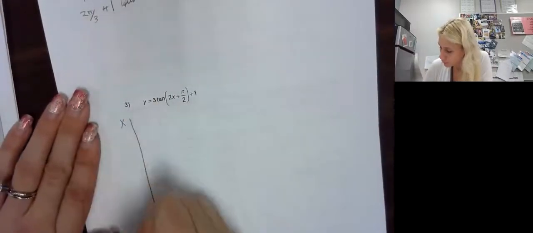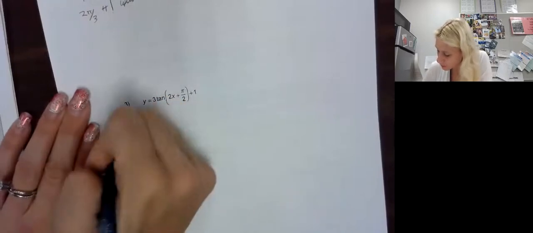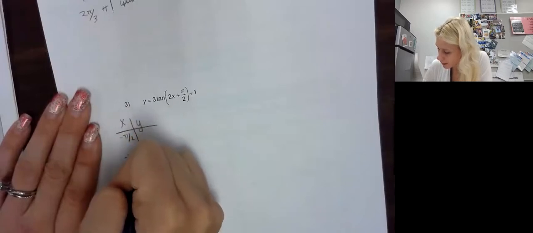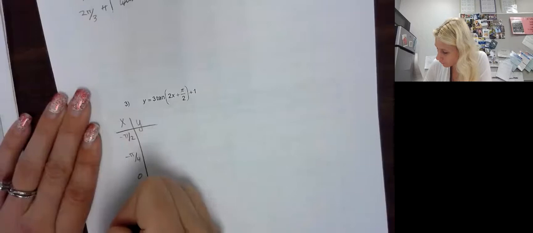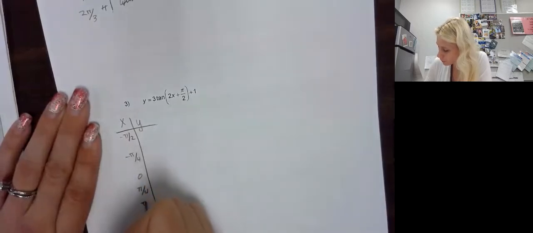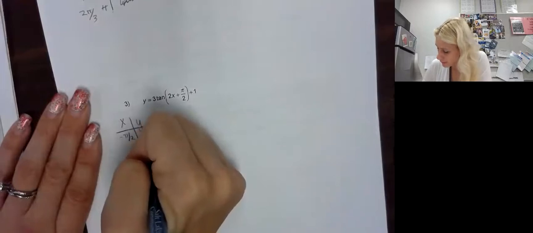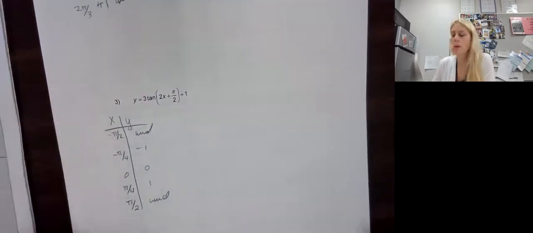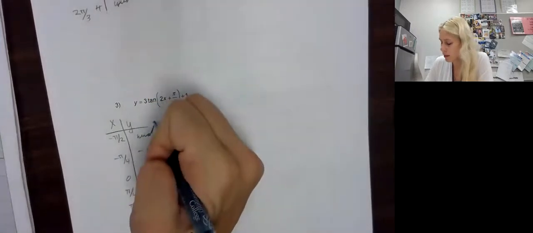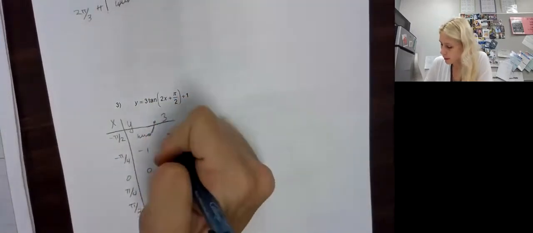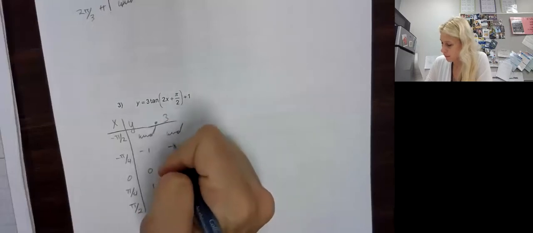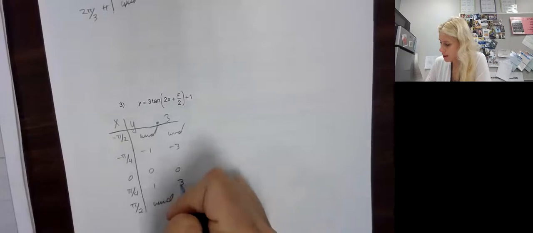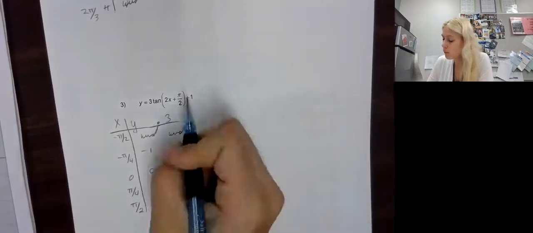So let's do our transformations. This is tangent, so negative pi over 2, negative pi over 4, 0, pi over 4, pi over 2. We get undefined, -1, 0, 1, undefined. Okay, let's do our y stuff first. Remember why we have to do the multiplication, which is multiplying by 3. We get undefined, -3, 0, 3, undefined.